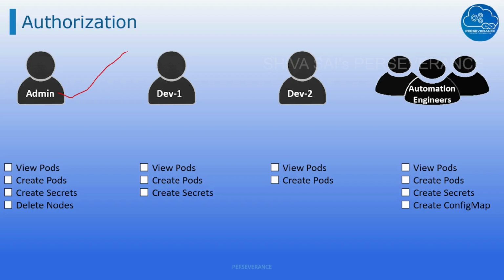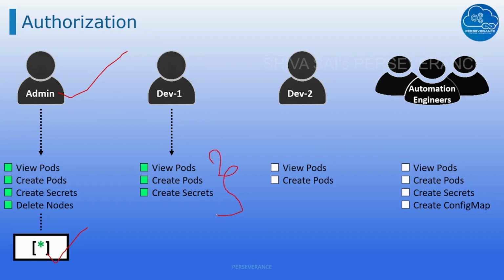For example, we have an admin user. This user can do all operations like viewing pods, creating secrets, deleting nodes, which implies he can do everything within the cluster. We have another user, dev1, who can only view the pods and create secrets, and other than these actions he cannot do anything. Now we have dev2, who can only view or create pods. And finally we have a group, automation engineers, who can view and create pods, create secrets, and create config maps. So for different users we have different requirements, so different access permissions need to be associated.